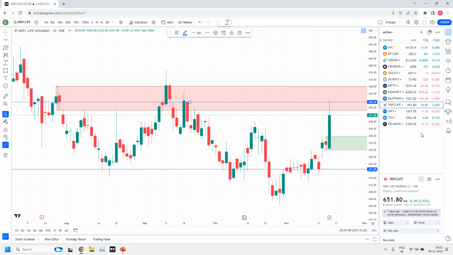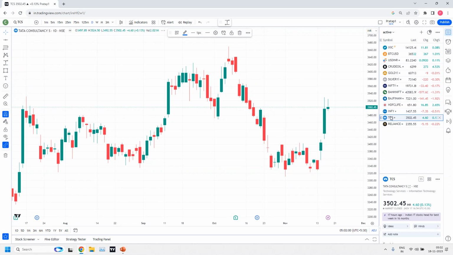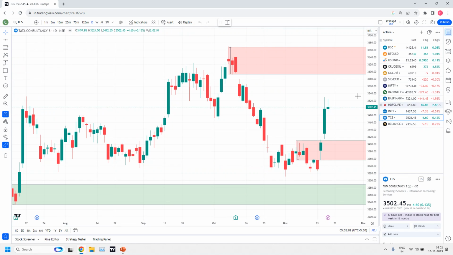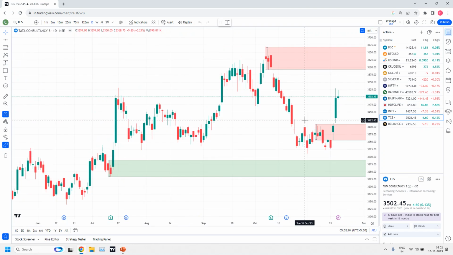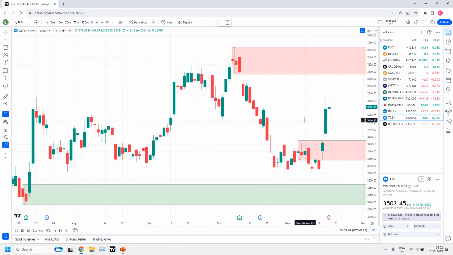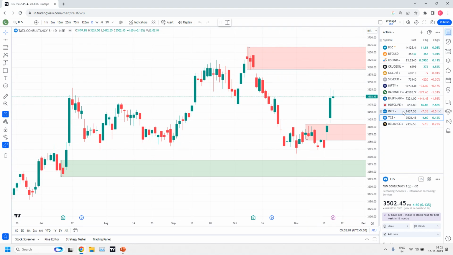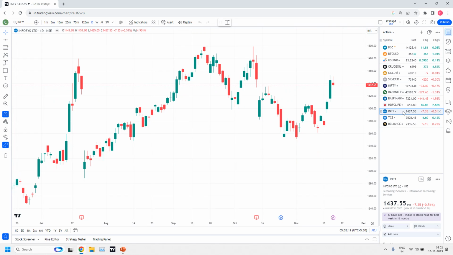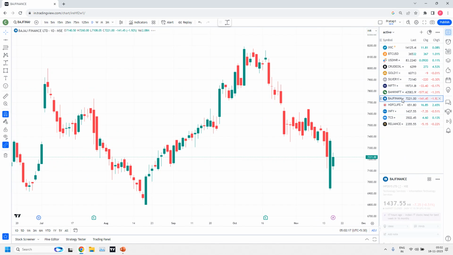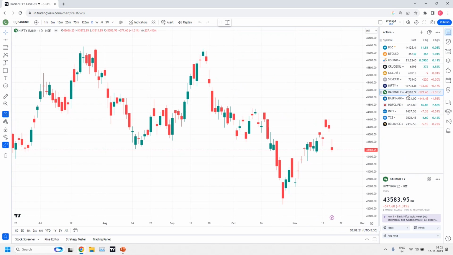So let me take a chart, let me find zones having recently good profits. Bajaj Finance, Bank Nifty.